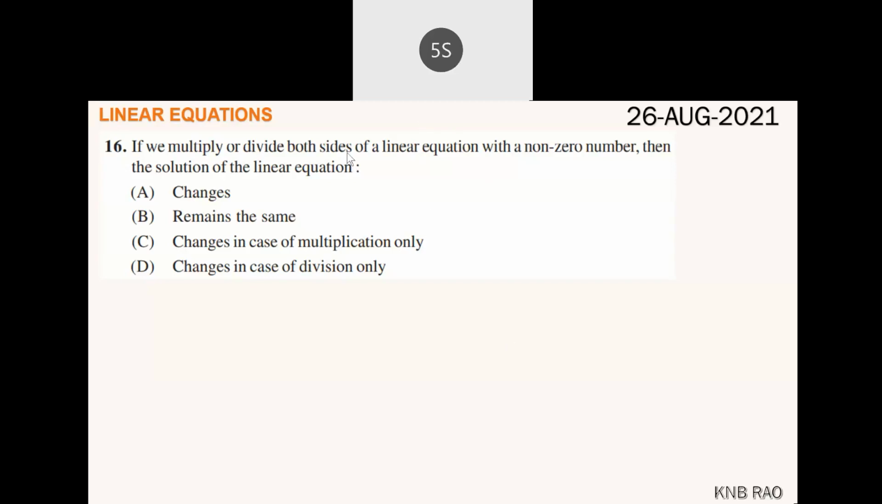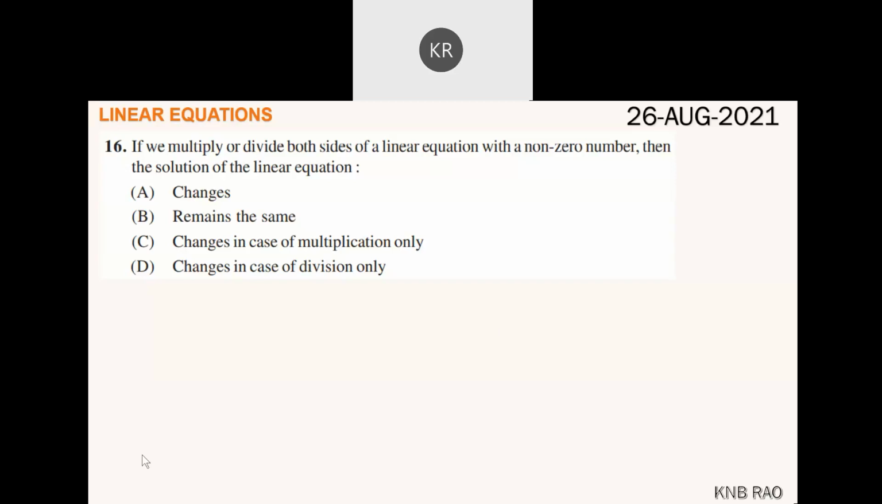I'll show one by one. Don't worry. Question number 16 is there for somebody's sake. I have shown it now. If we multiply or divide both sides of a linear equation by a non-zero number, then the solution of the linear equation: option A changes, option B remains the same, option C changes in case of multiplication only, option D changes in case of division only.